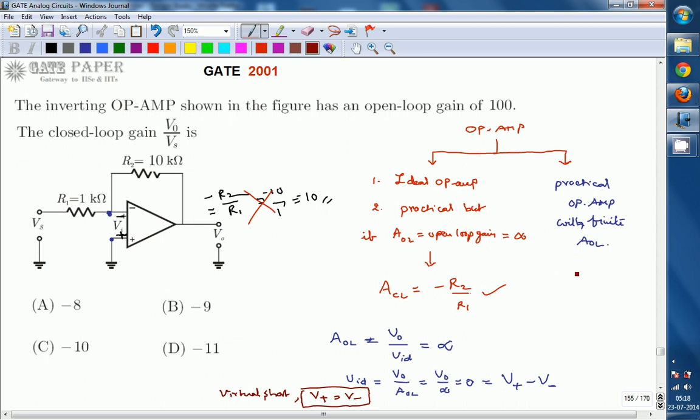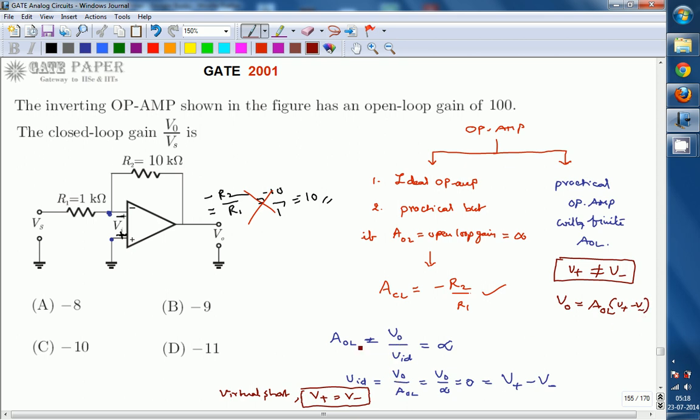Okay. So V plus is not equal to V minus. So there is no virtual short concept for a practical op amp with finite gain. So by that time you can always go with this equation: V naught is equal to open loop gain times of V plus minus V minus. This is a general equation.